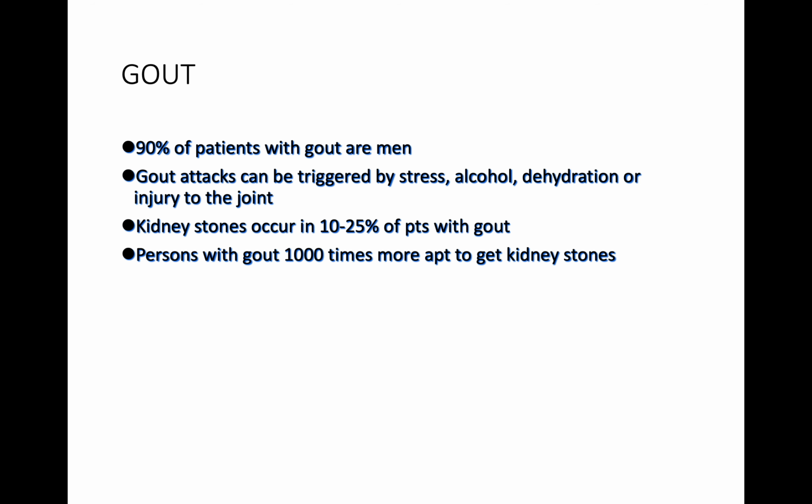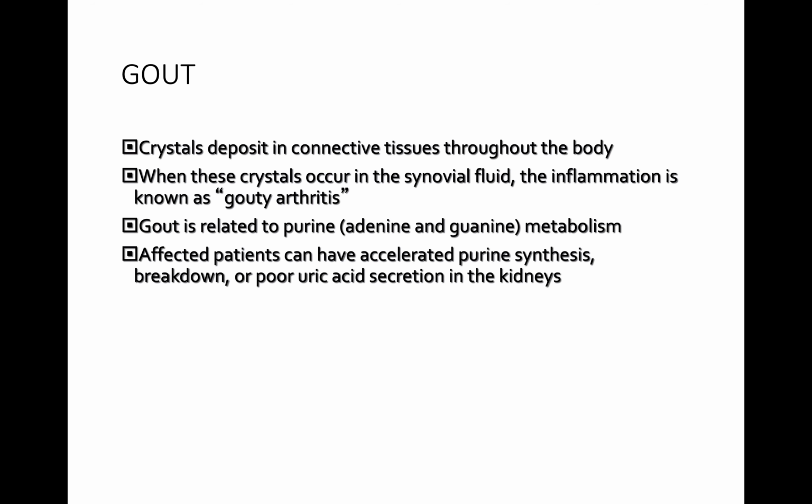So basically, what is gout? It's crystal deposits in connective tissues throughout the body. Uric acid crystals. Why is it there? When these crystals occur in the synovial fluid, the inflammation is known as a gouty arthritis, because it's not just arthritis, we've got an inflamed joint, but we've got it because we've got uric acid crystals deposited in that joint.